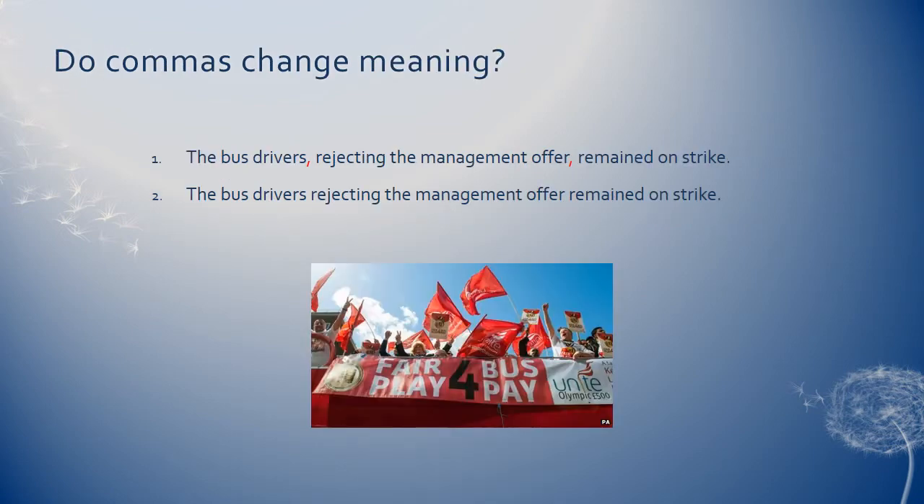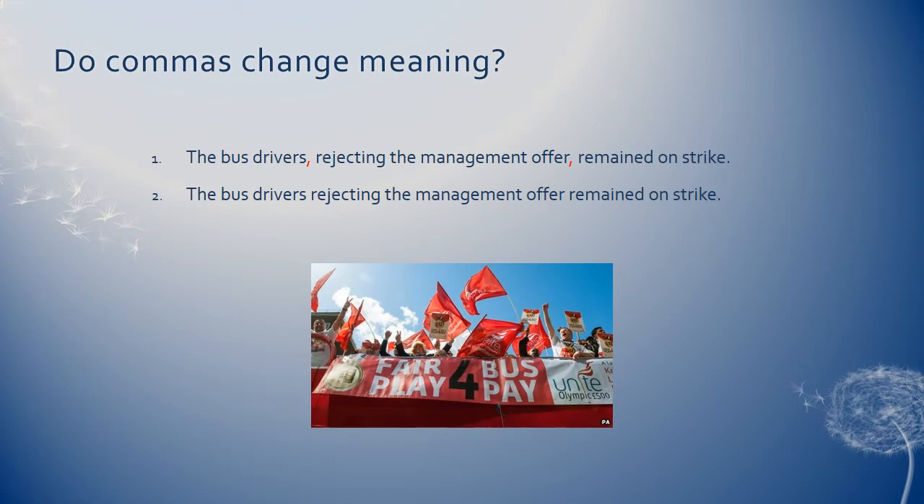Finally, our last quiz question. And let's read these two. Number 1, the bus drivers, rejecting the management offer, remained on strike. Number 2, the bus drivers rejecting the management offer remained on strike. Well, here it is clear that yes, the commas do change the meaning. So for instance, sentence number 1, which is non-restrictive, means a larger group. That is all the bus drivers. All the bus drivers who also rejected the management offer remained on strike.